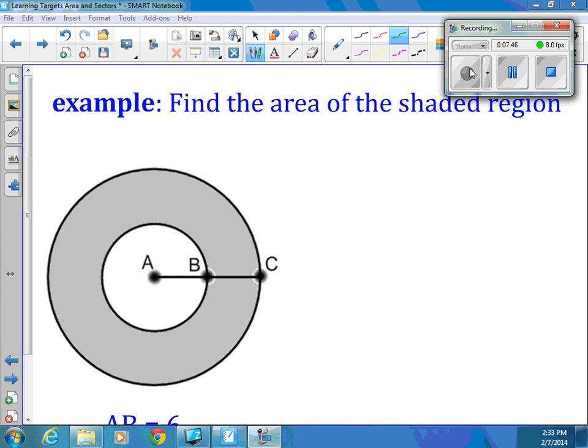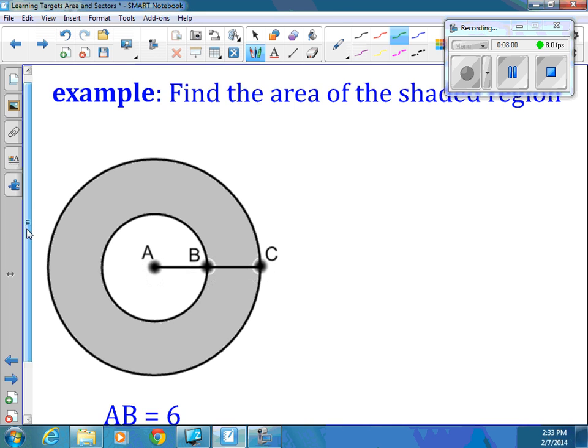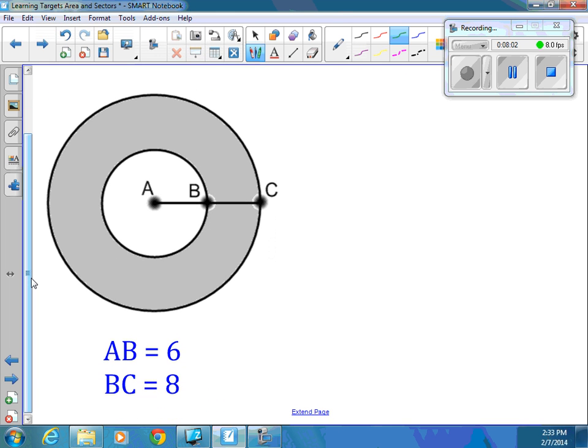All right, let's take a look at a couple word problems together. We need to find the area of the shaded region. However, we're not going to use the sector formula because that's not going to help us in this one. There's an easier way to do it. So take a look at this. First of all, they tell me AB is 6 and BC is 8. Okay. I need to find the area of the shaded region.